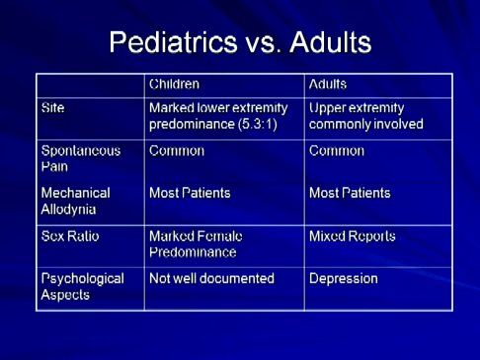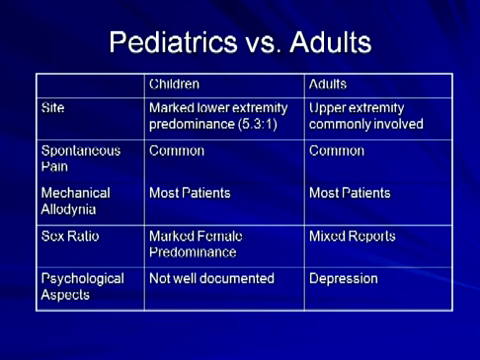Okay, let's look at pediatrics. CRPS does occur in the pediatric patient. This is important for you to know. And what's the difference between children and adults? Well, in children, most of them get it in their lower extremity, whereas in adults it's more in the upper extremity. And spontaneous pain is common, and most have some mechanical allodynia. And sex ratio is mostly female. In adults, I showed you that it was mostly female, although there are some reports that say it's equal.